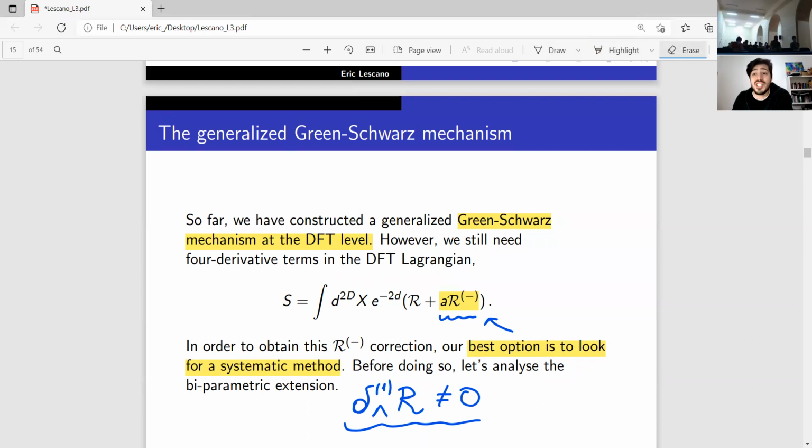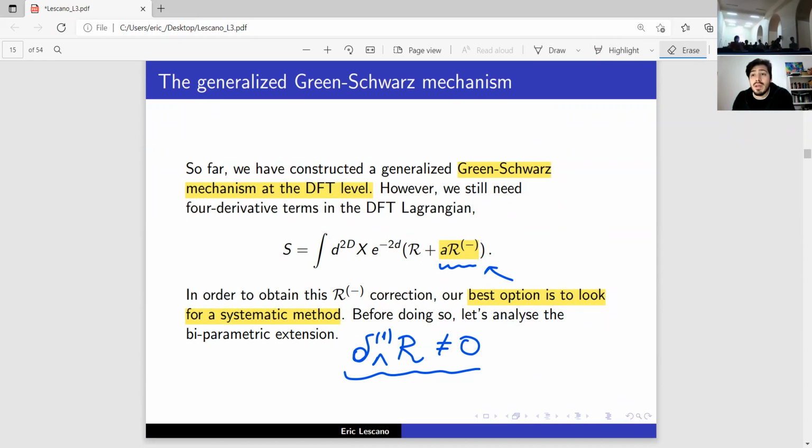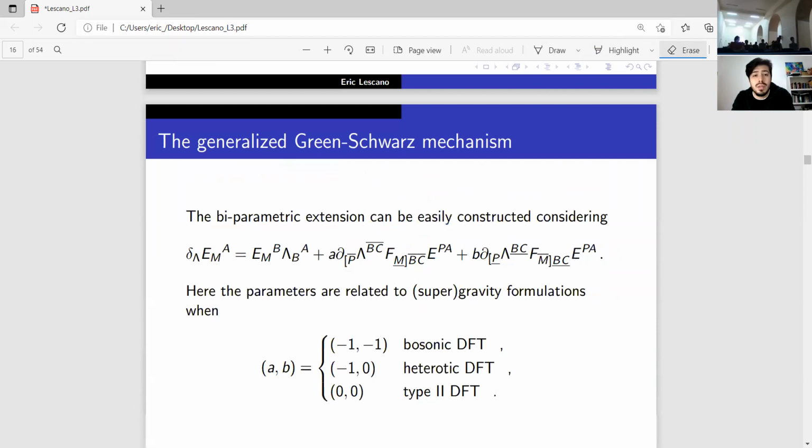I am going to show you a systematic method to construct both the generalized Green-Schwarz transformations and this extra piece of the action. But before doing so, let's analyze the biparametric extension. We want the full version of the rule approach. And in that approach, we have two parameters, A and B. This is a biparametric family. So before going to this systematic method, let's try to talk about the biparametric extension.